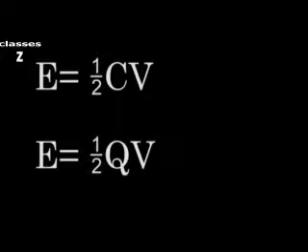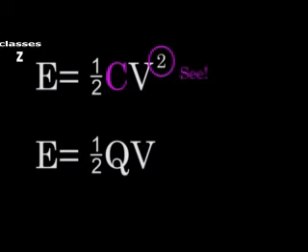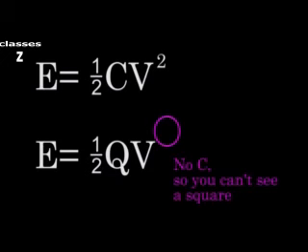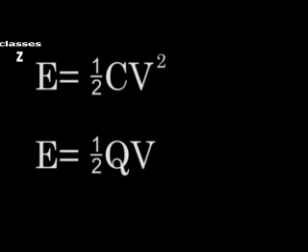But now we have a problem. In one of these formulas, the V is squared, and in one of these formulas, the V is not squared. I used to have trouble remembering which is which, but here's how I remember now. If you use the formula with the C in it, then you can see the V squared. And if you use the formula that doesn't have the C in it, then you can't see the V squared. So these are the two formulas for the energy stored in a capacitor.